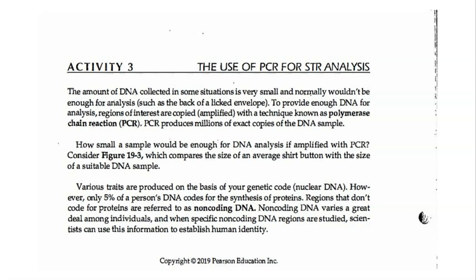What PCR does is essentially amplify the amount of DNA that has been collected, and this will give the investigator enough DNA to analyze. Only about 5% of a person's DNA actually codes for proteins, and the remaining 95% are referred to as non-coding DNA regions. These regions vary considerably among different individuals, and they are what are used as the basis for identification based on DNA samples that have been collected from places like crime scenes.